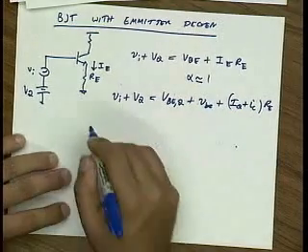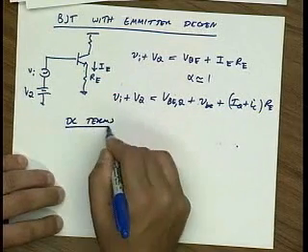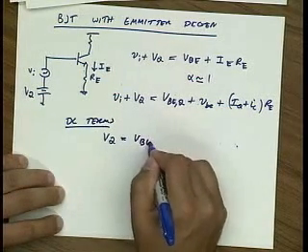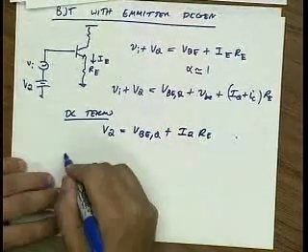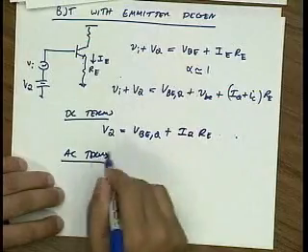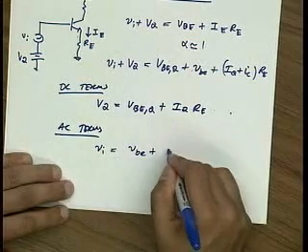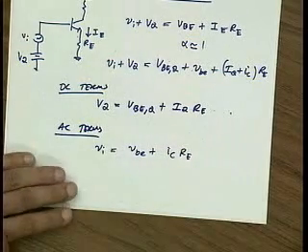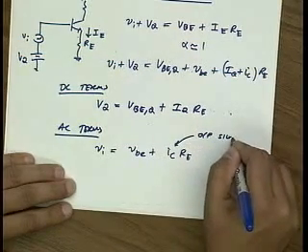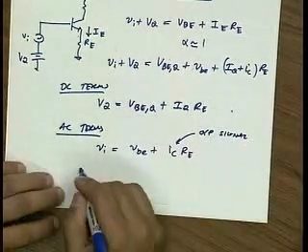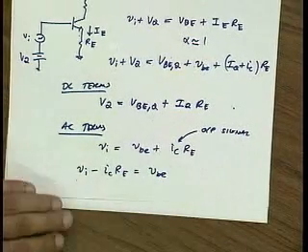And if I now split this into DC terms, I have that VQ is VBEQ plus IQRE, and then my AC terms look like Vin is equal to VBE plus ICRE. But this is my output signal. So this looks like Vin minus ICRE is equal to VBE.